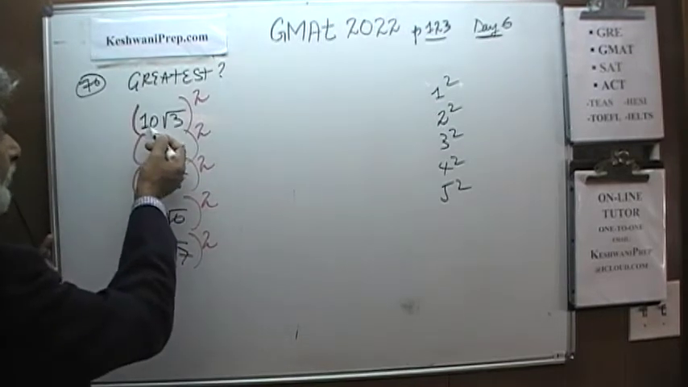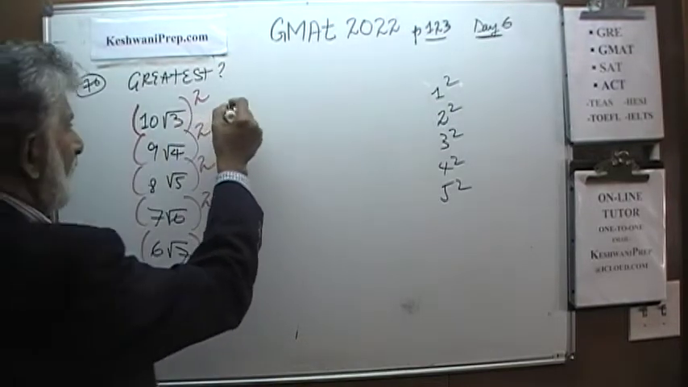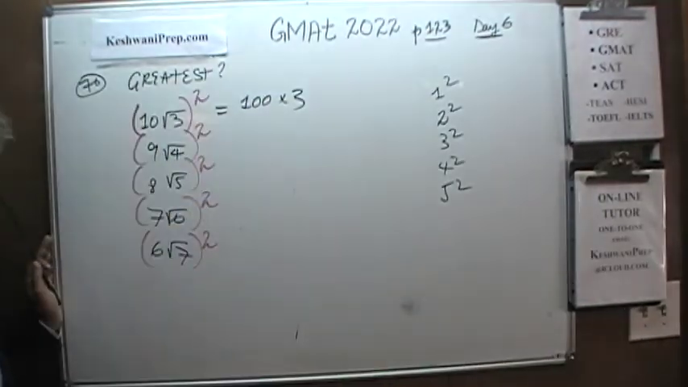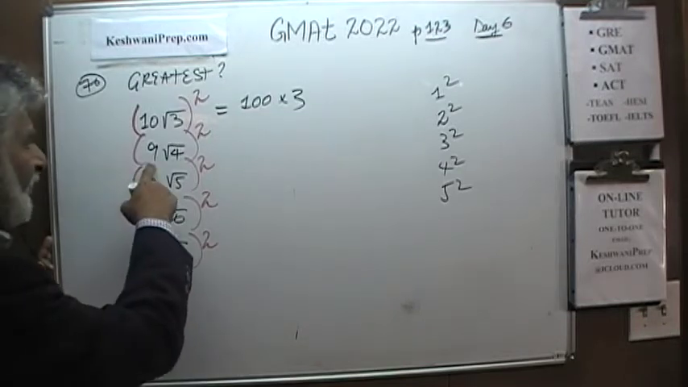So, 10. When we square it, it's just going to be 10 squared, which is 100, times 3. Square root 3 squared is going to be 3, which was the whole point. This is going to be 81 times 4.